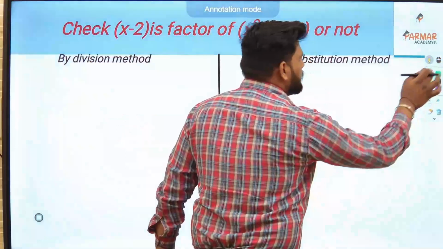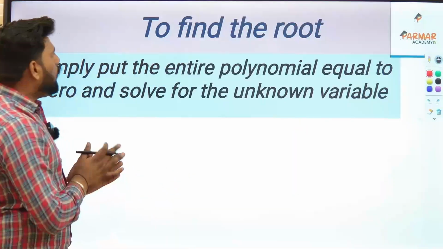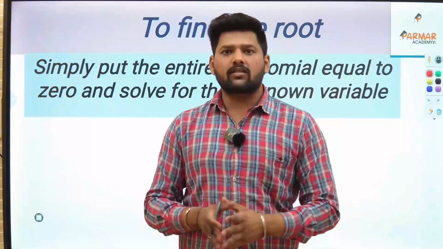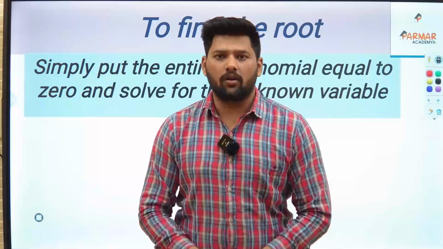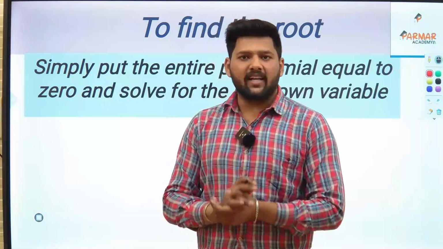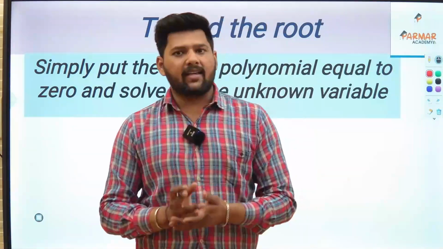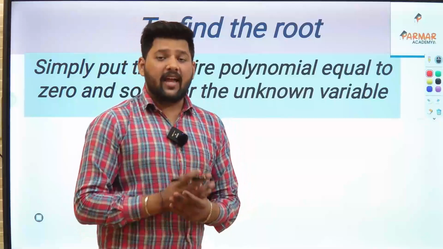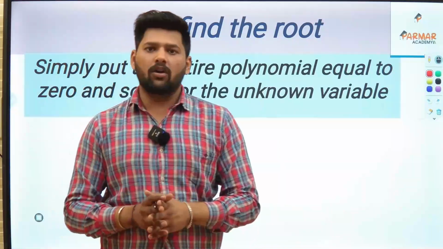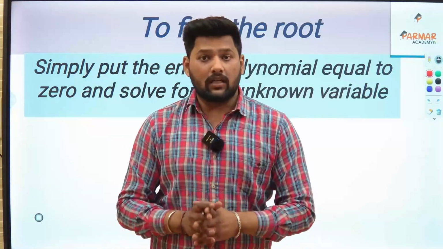Next is to find out the roots. Before finding the roots, let's discuss what a root is. What is the root of a polynomial? Actually, the roots are the points which will satisfy the polynomial exactly. Exactly means when we substitute the point in the given polynomial, we will get the answer 0.